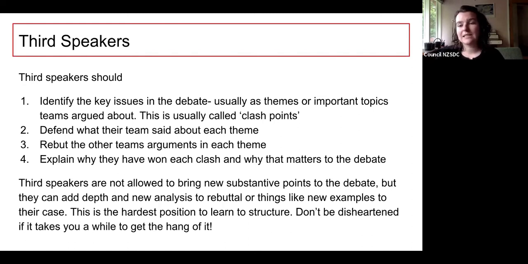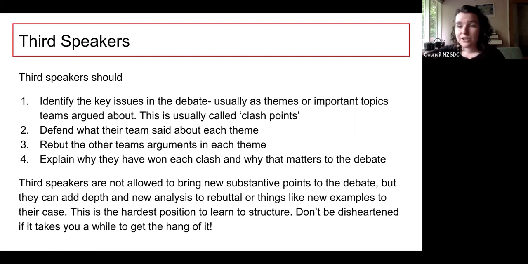So that would look like saying, because I proved to you that it's not easy to swap vegan options in for meat, that means that there will be a harm to culture. And because I explained to you that culture is really important for these reasons, we've won that clash point. So that's our recommended structure for third speeches: identify the issues. What did you say? What did they say? Why was what you said more important than what they said, or better than what they said?